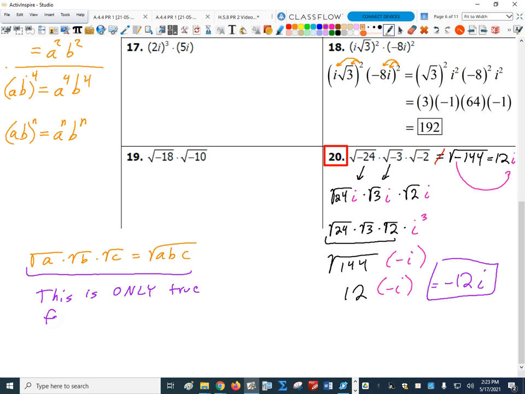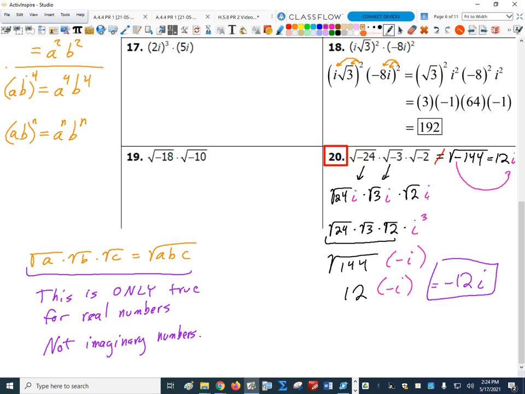This is only true for real numbers. Not imaginary numbers. Okay? So when we're doing a product of negative square roots, we have to turn each of those negative square roots into an i first before we can do the product. Okay? Show me thumbs. Are we good on that?